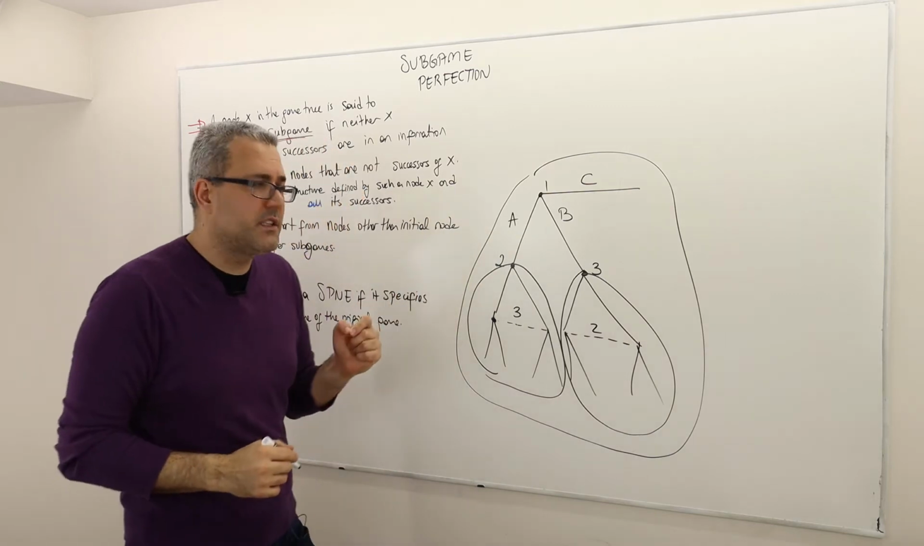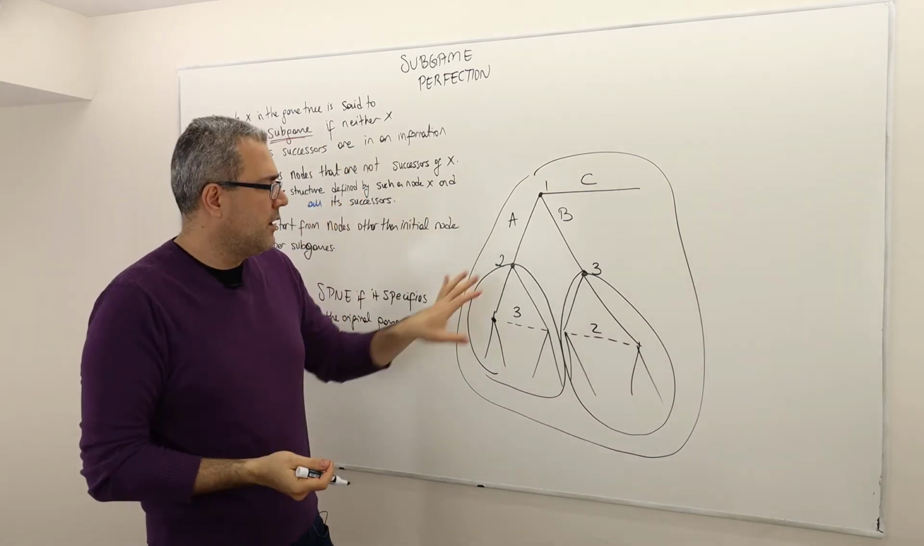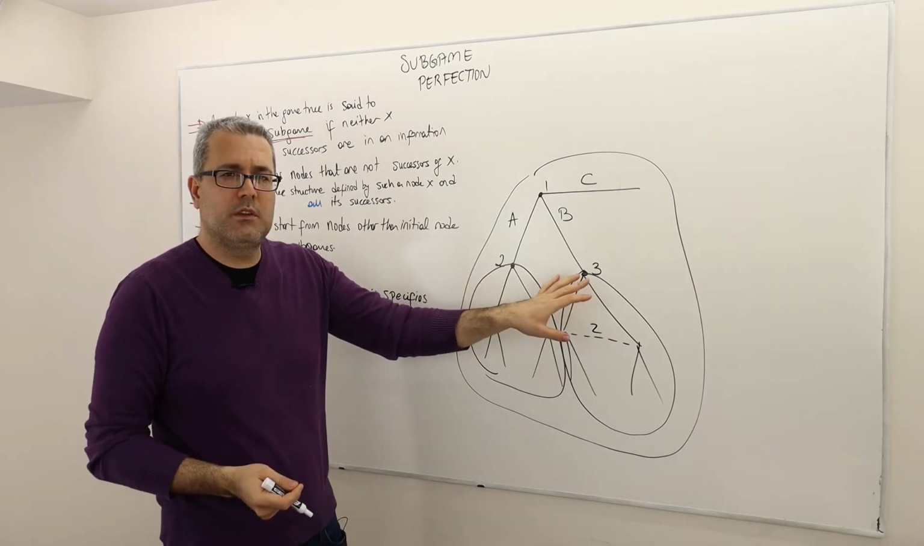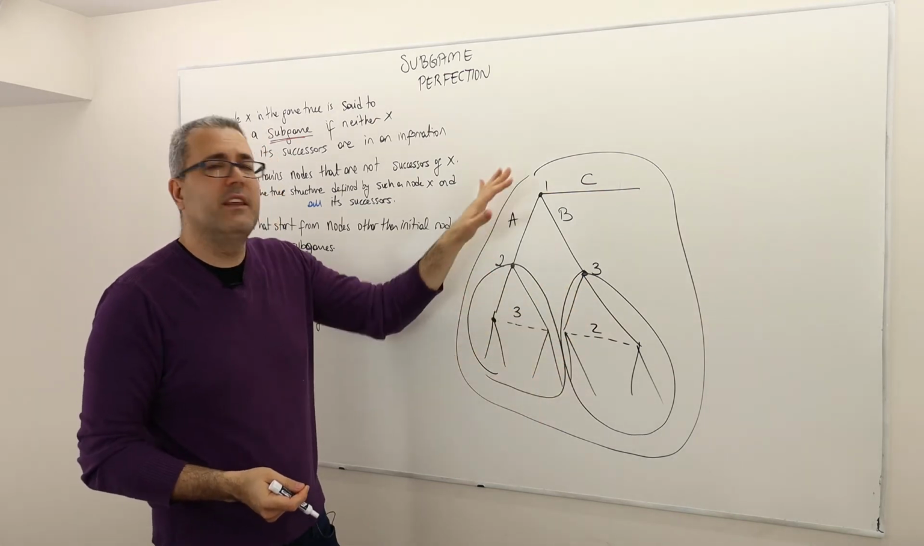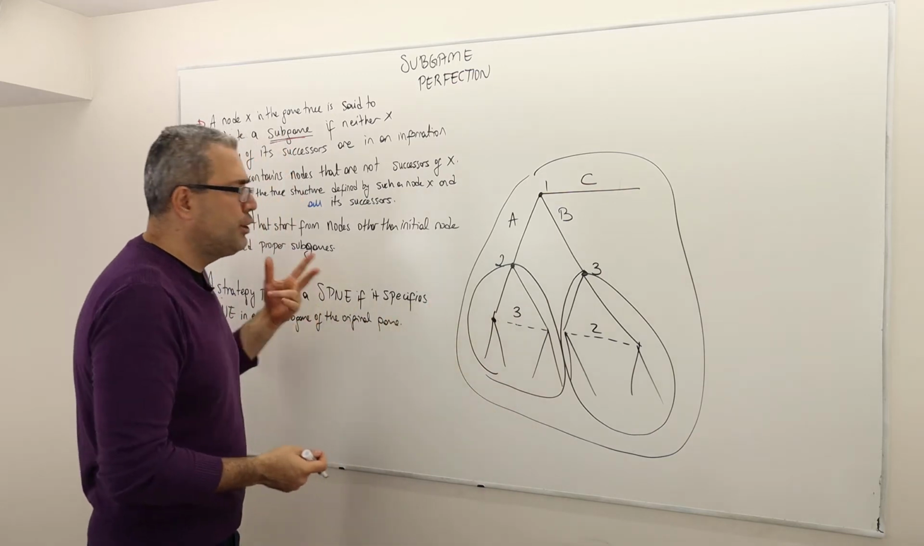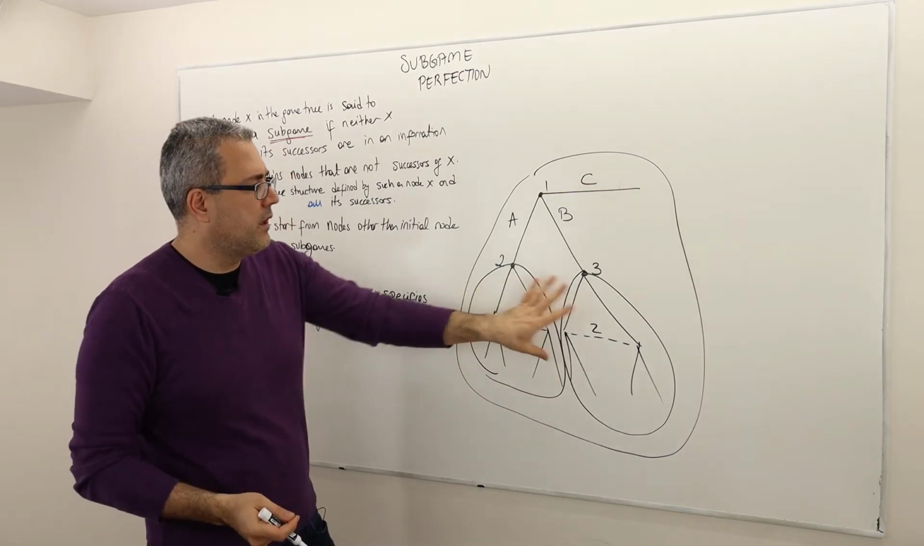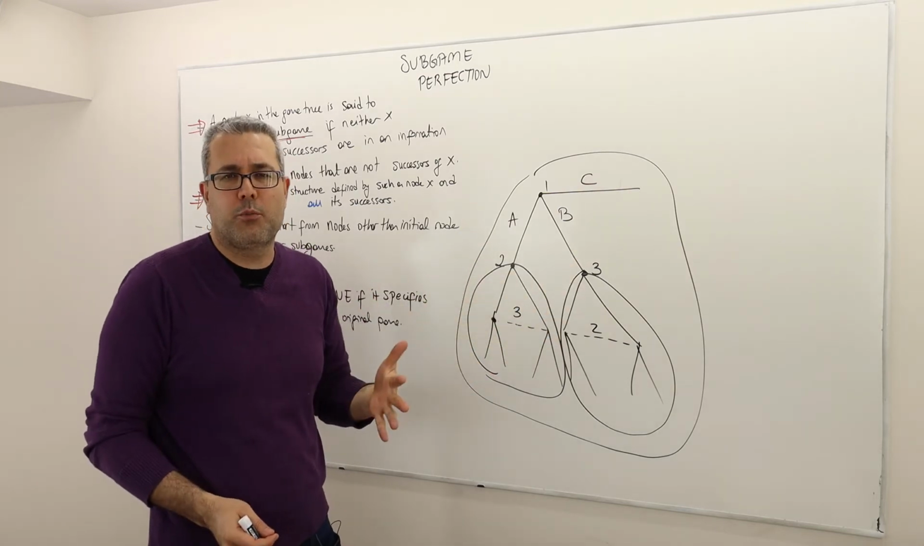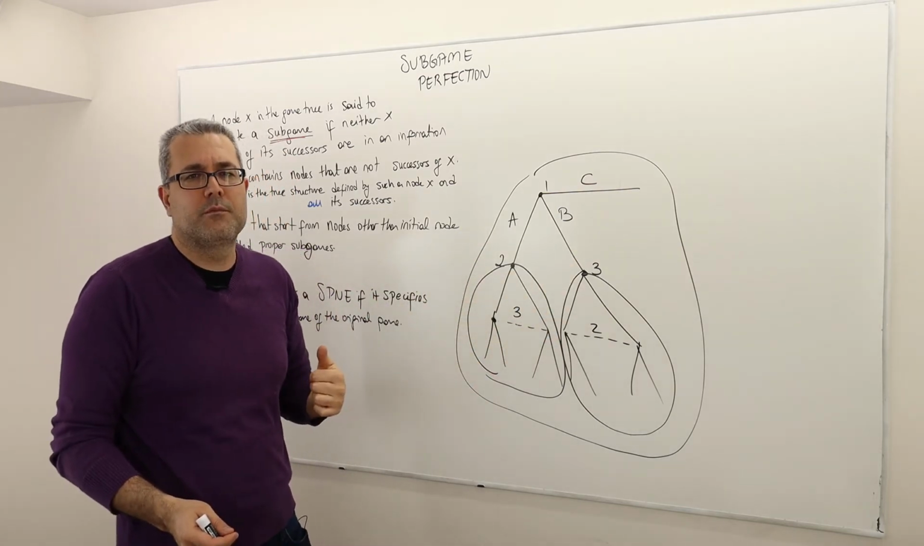So in this game there are 3 subgames: one starting with the second player's decision node, one starting with the third player's decision node, and the game itself. But only 2 of them are proper. So this one and this one, these are the proper subgames. The initial game itself is not a proper subgame by definition.